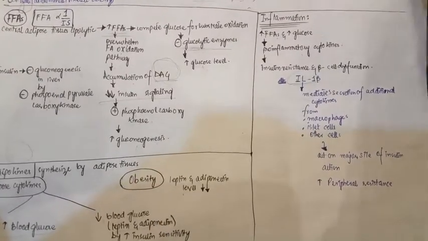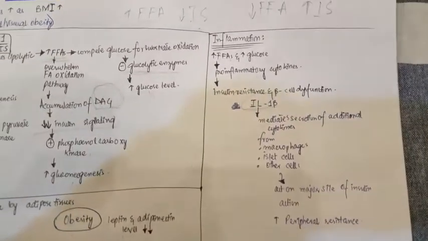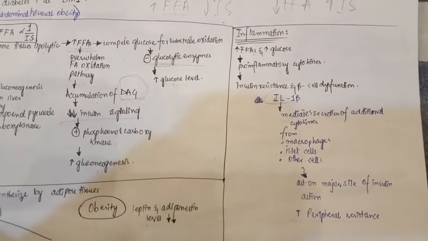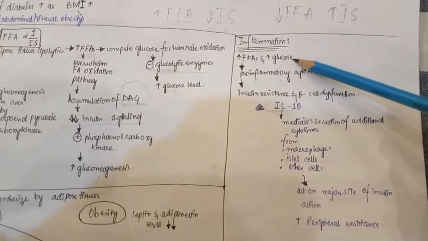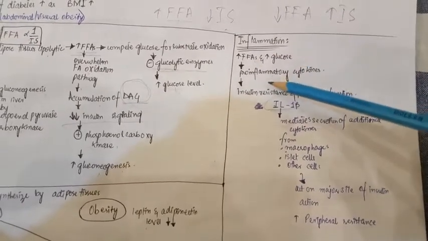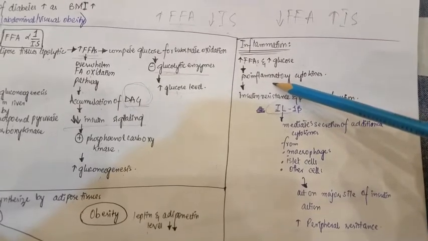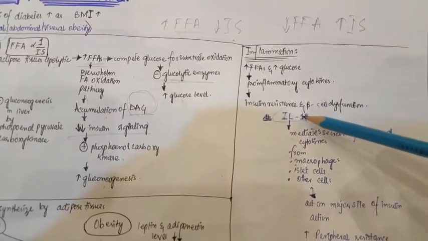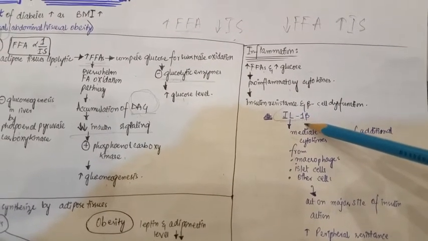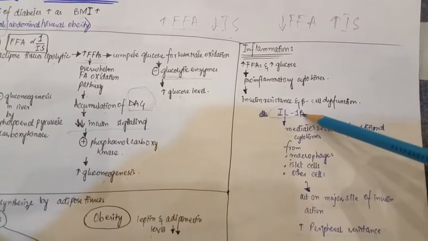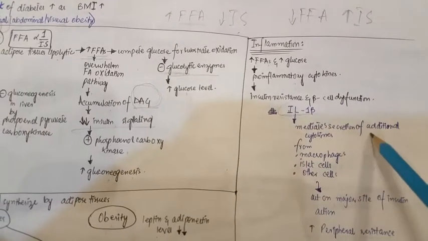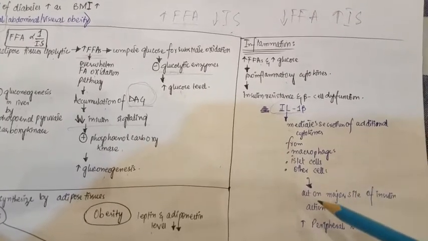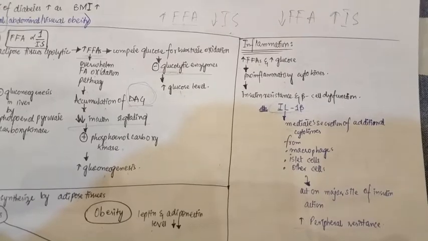How does inflammation play an important role in the development of type 2 diabetes mellitus? When there is obesity, there will be inflammation in the body, driven by free fatty acids and increased glucose. These two will result in the release of pro-inflammatory cytokines, resulting in insulin resistance and beta cell dysfunction. How? Due to the release of interleukin-1 beta. When interleukin-1 beta is released, it will mediate the secretion of additional cytokines from the macrophages, islet cells and other cells, which will act on the major sites of insulin action and result in insulin resistance.